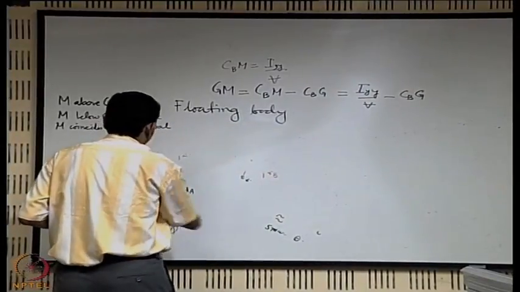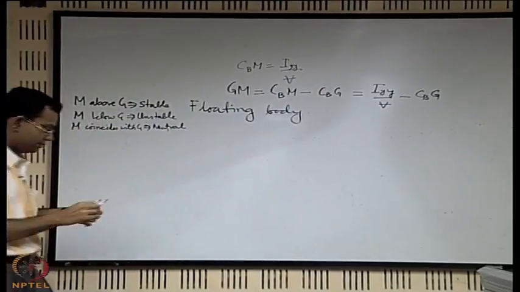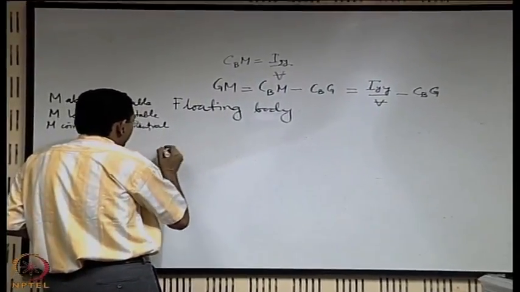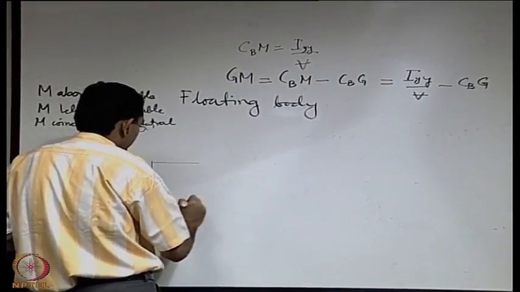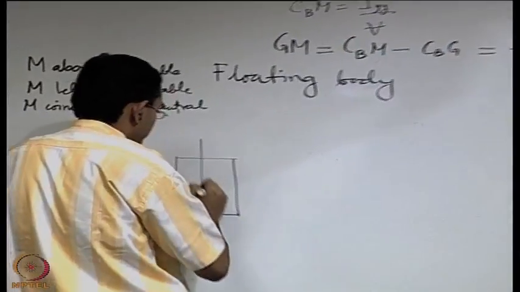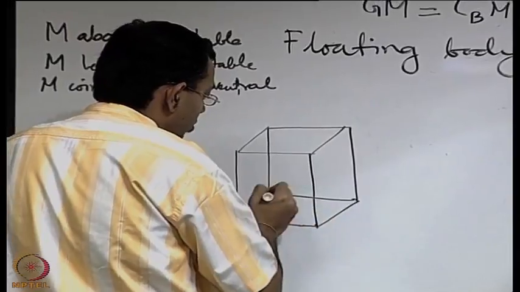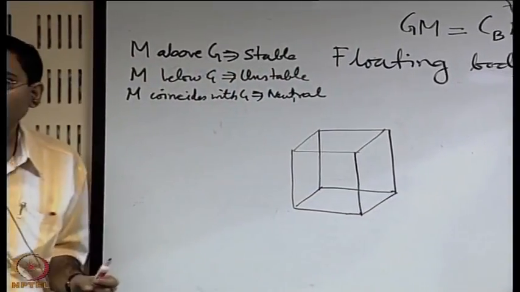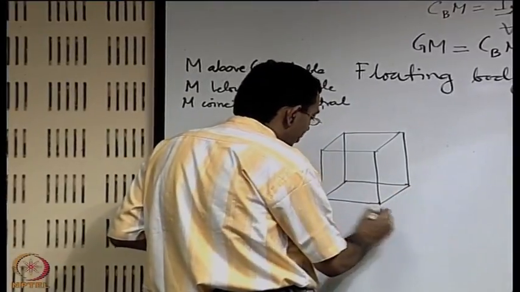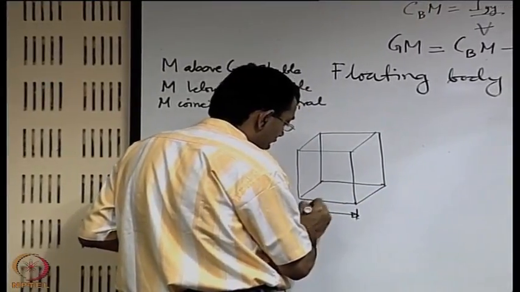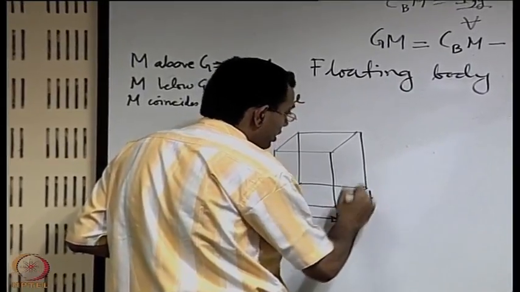We consider a very simple example and we will illustrate the use of this through that example. Let us say that you have a body of this shape, rectangular parallelepiped shape, and you can give dimensions, say let us say A, maybe this is B, and let us say this is C.